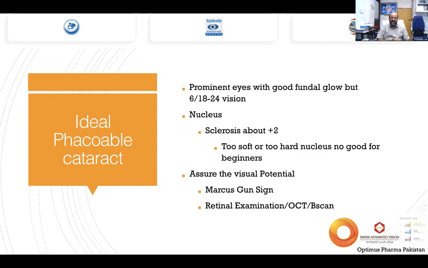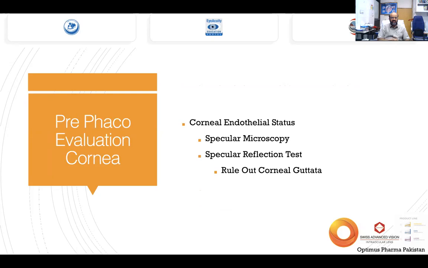Then, for any patient, we have to assure good visual potential, and we can rule out Marcus Gunn sign. There should be no RAPD. Retinal examination, OCT, and B scan can also be of tremendous help in assuring the expected visual outcome of any particular patient. And generally prominent eyes are easy to operate as compared to deep sunken eyes for the beginners.